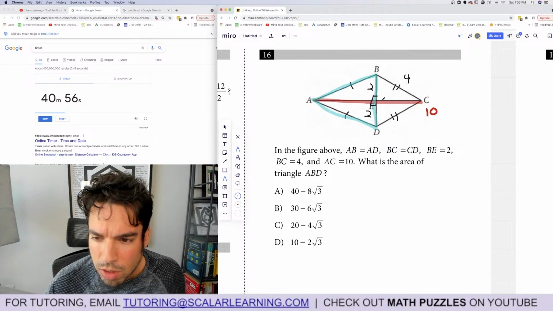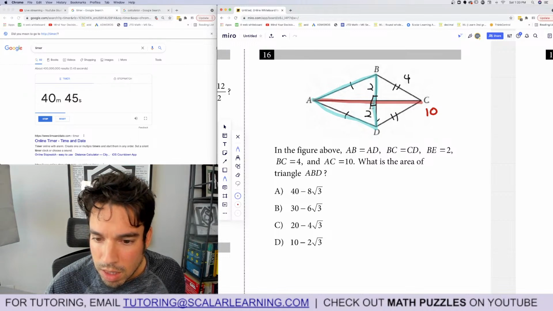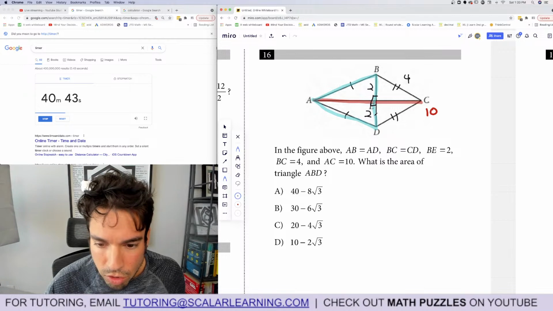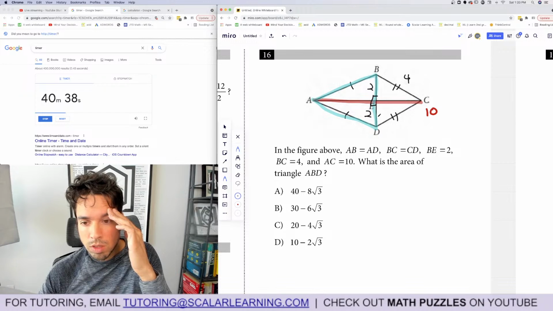Wait, I need more. What else can I deduce from this? AC is 10. Hold on. BC equals CD, AB equals AD, and then BE equals 2, so that's 2, triangle ABD. Hold on, I gotta think. That's 2, that's 4.